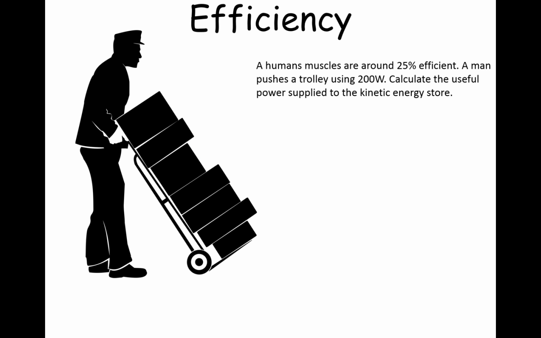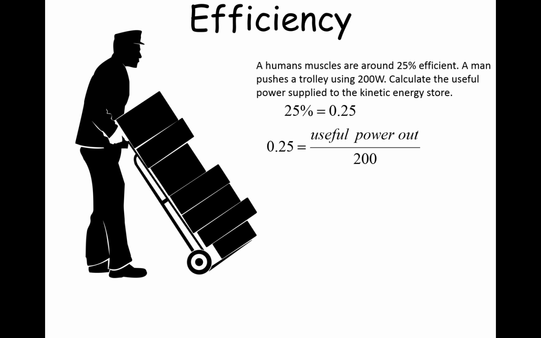Finally, a human's muscles are around 25% efficient. A man pushes a trolley using 200 watts. Calculate the useful power supplied to the kinetic energy store. That means that every second more energy would be put into the kinetic energy store, and we'll look at just how much more. So 25% we know is 0.25 for efficiency. We want to make that conversion first before we then plug it into our equation.